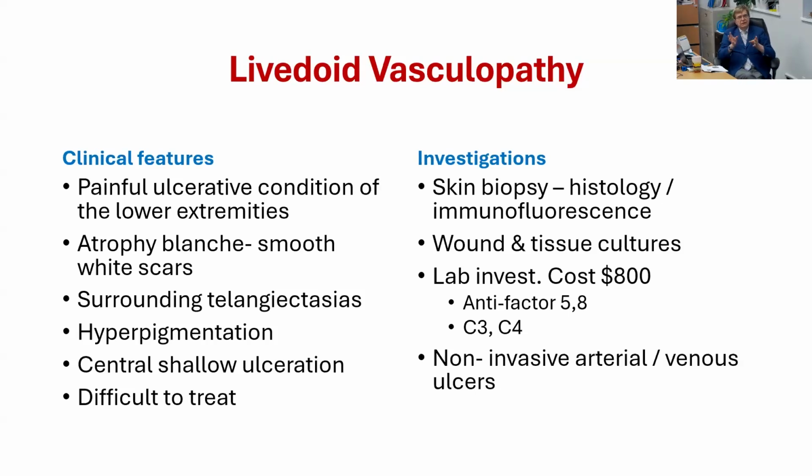Do a skin biopsy and you do histology, a regular one and one for immunofluorescence. Wound and tissue cultures. Lab investigations cost about $800. So I don't do the anti-factor 5 and 8 because the treatment is the same. And you can do complements, or you can do a CBC, liver and kidney, immunoglobulins. Non-invasive arterial or venous studies. And I think that here, it's not the deep areas that are involved, it's the very superficial vessels. It hurts like hell. Next.